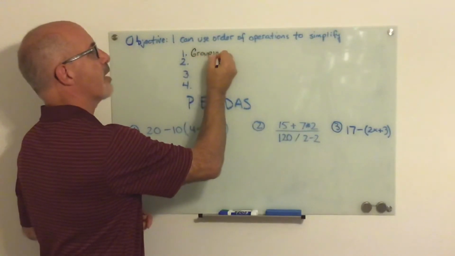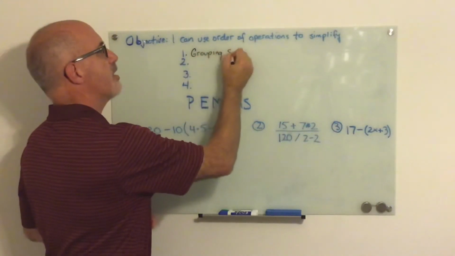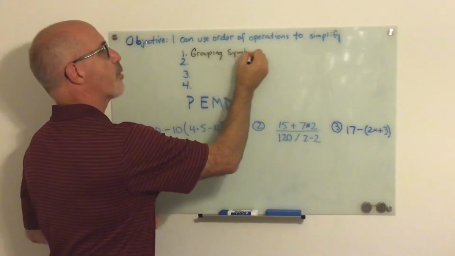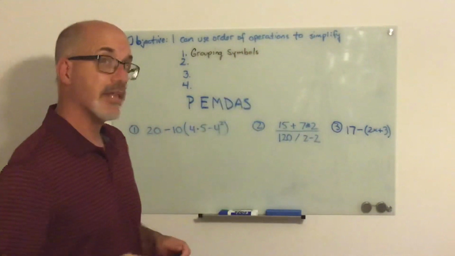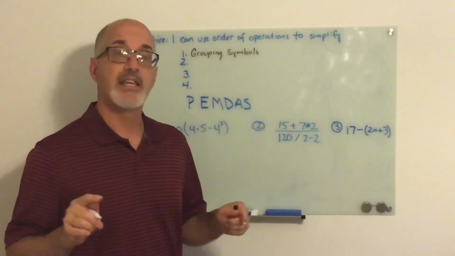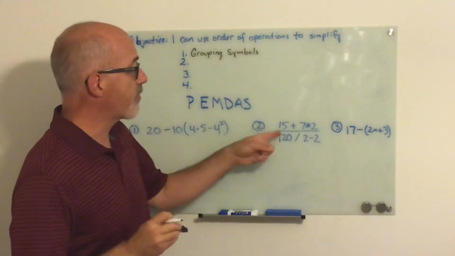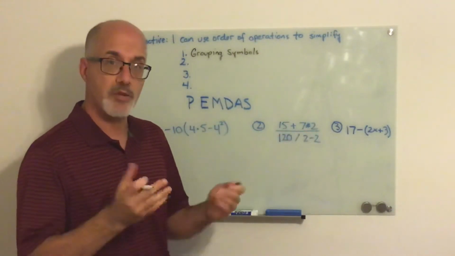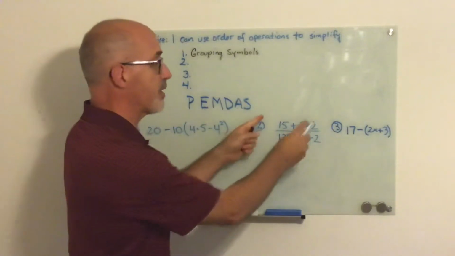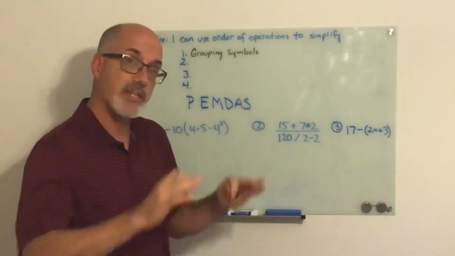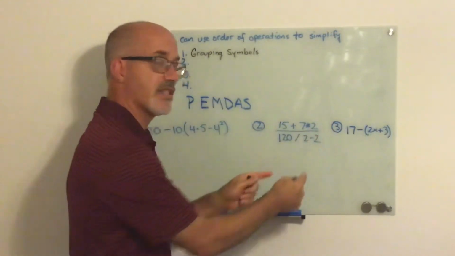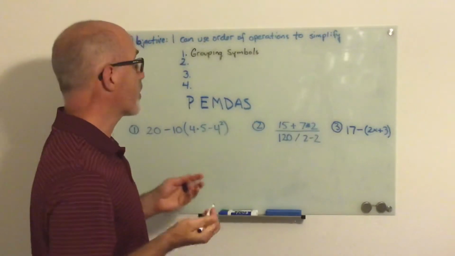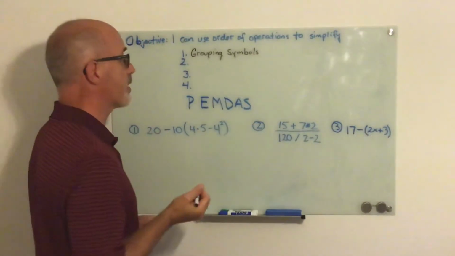Grouping symbols come in many forms. Typically they're in the form of parentheses. Maybe they're in the form of a bracket. They also are in the form of a fraction bar. A fraction bar means group everything above it, like having parentheses around the numerator, and everything below it, so it's like there's parentheses in the denominator. So those are the types of grouping symbols we typically use.